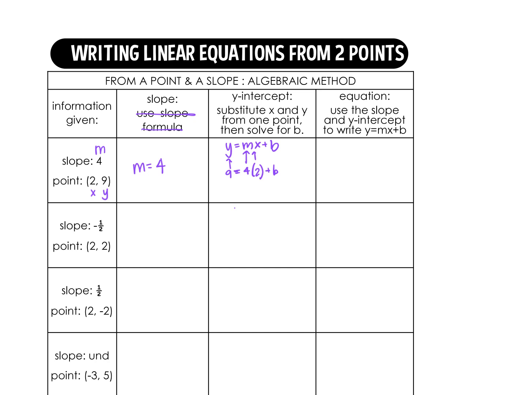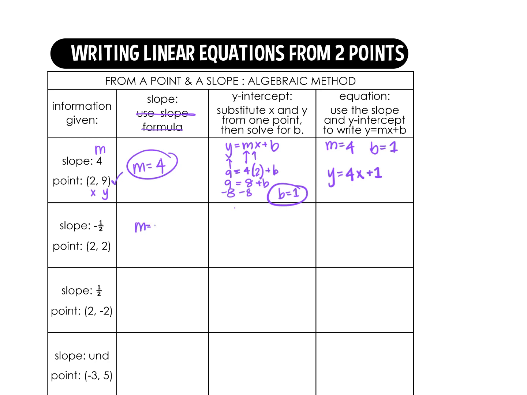So now I've got 4 times 2 plus b equals 9. I simplify this to 8 plus b is 9, and I subtract 8 from both sides, and I'm left with a y-intercept of positive 1. Now that I've got these two pieces of information, the slope and the y-intercept, I have everything I need to write my equation, which is y equals 4x plus 1. I can verify in Desmos by plugging this in and see if it goes through the point (2, 9).